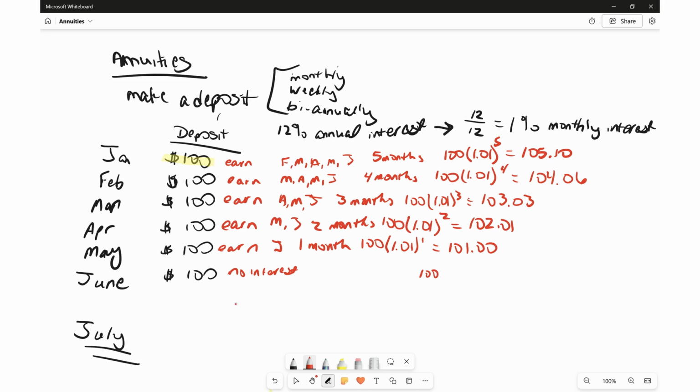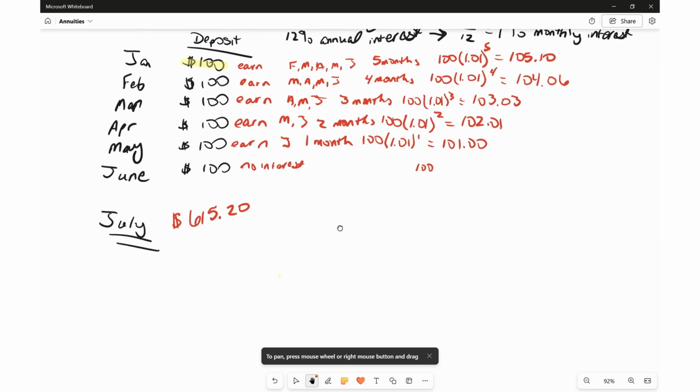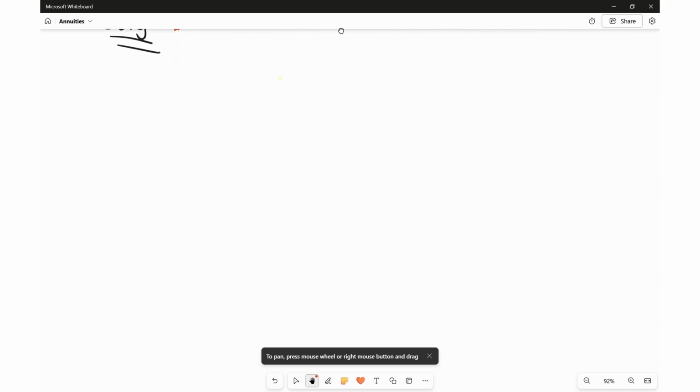So that means that in July, when we withdraw this money, we are going to have a total of $615.20 saved up for our vacation. Well, this is a really, really long way to go around this. So it might be easier if we just have an annuity formula.